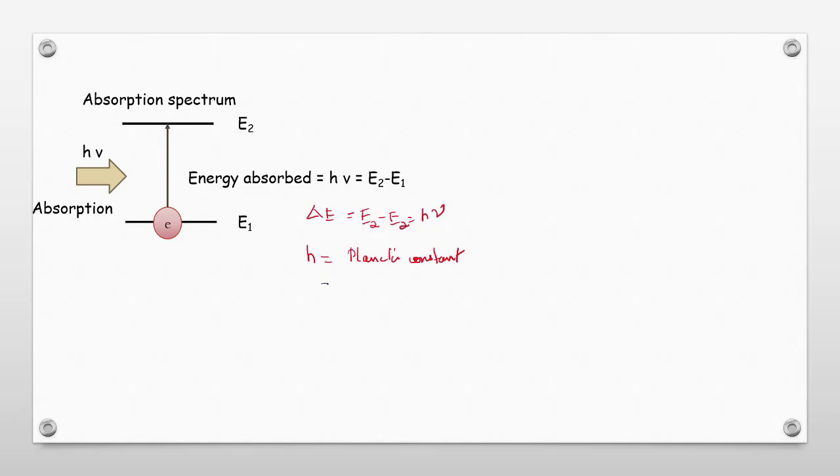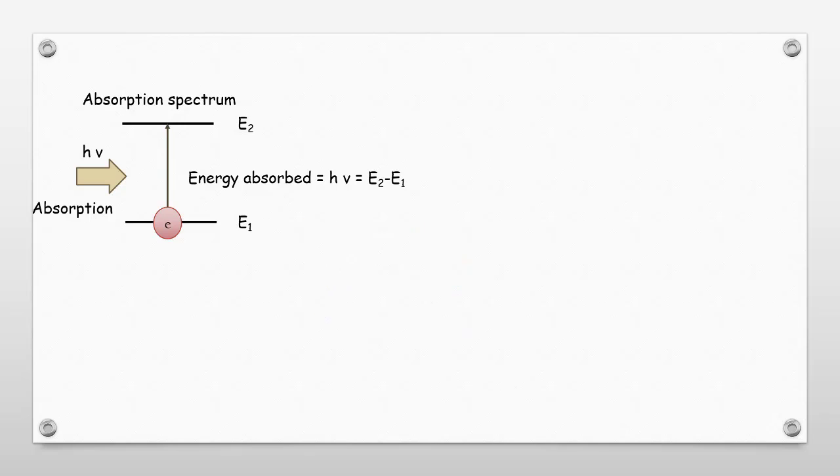h has the value 6.6242 into 10 raised to minus 34 joules second. So we can see that the higher the frequency, the more energy is gained by the molecule. And since frequency is inversely proportional to wavelength, the shorter the wavelength of the radiation, the more energetic is the radiation.